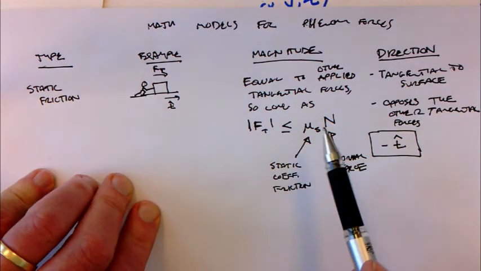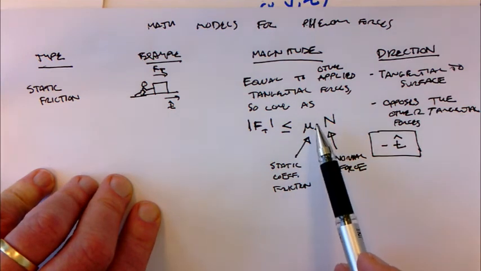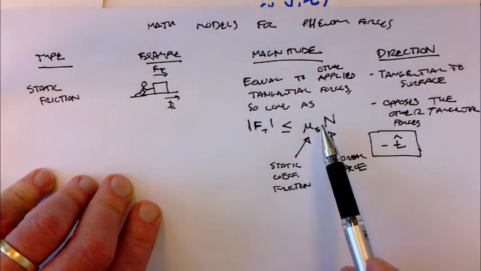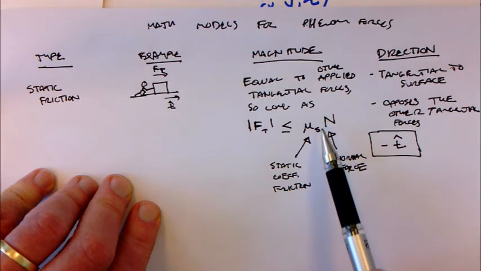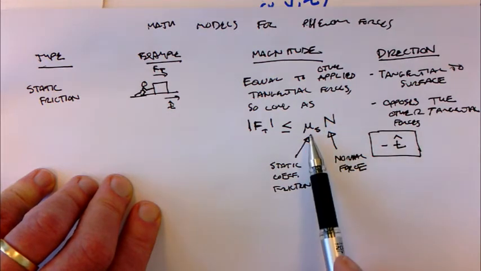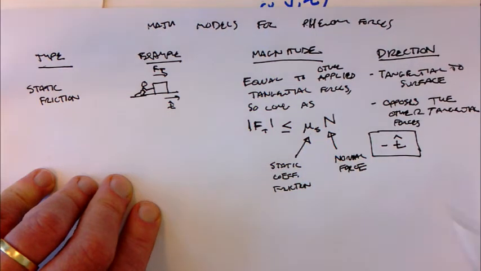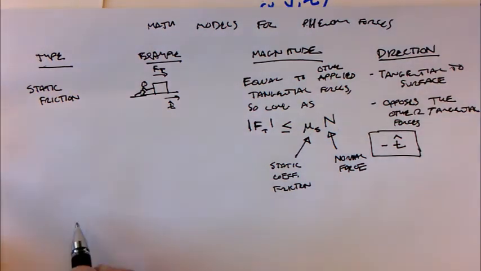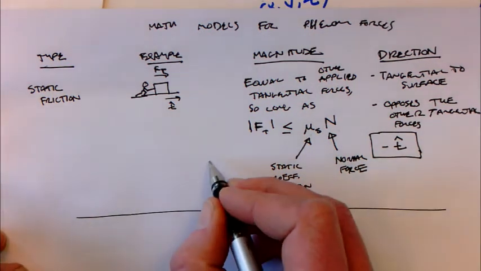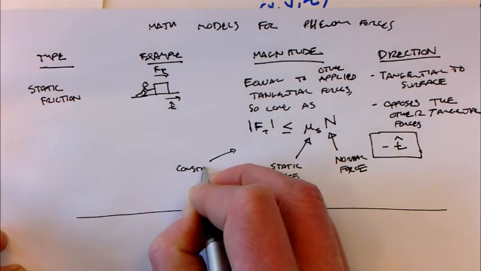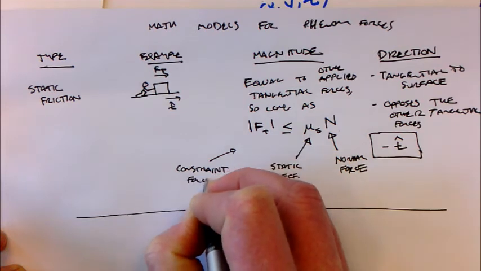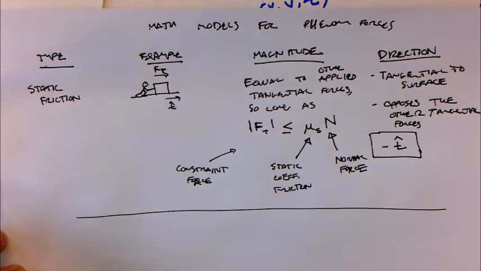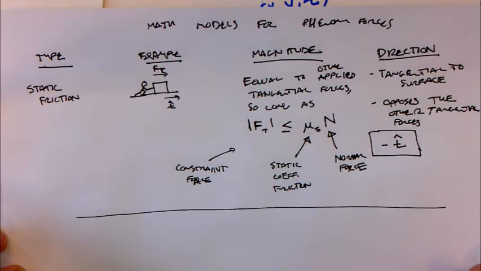What that means is you can't tell what the static frictional force is without knowing what other forces are being applied to the system. It is not the case that the static frictional force is equal to mu sub s times N, unless you happen to be pushing on the object with a force of exactly mu sub s times N. Notice that this is what you would call a constraint force. It is a force that keeps the object from moving, and it's whatever it needs to be, up to some maximum value.